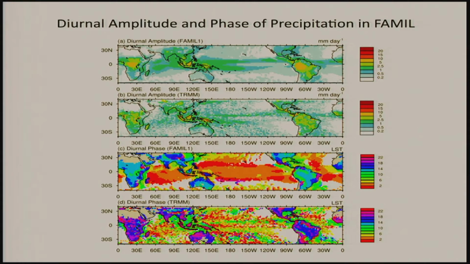Okay, as requested by the reviewer, we also show the diurnal cycle. Now the resolution is about 2 degrees, and this is the diurnal amplitude. The model did a pretty good job capturing the amplitude, but the phase simulated in our model is leading by 2 to 4 hours compared with the observations.